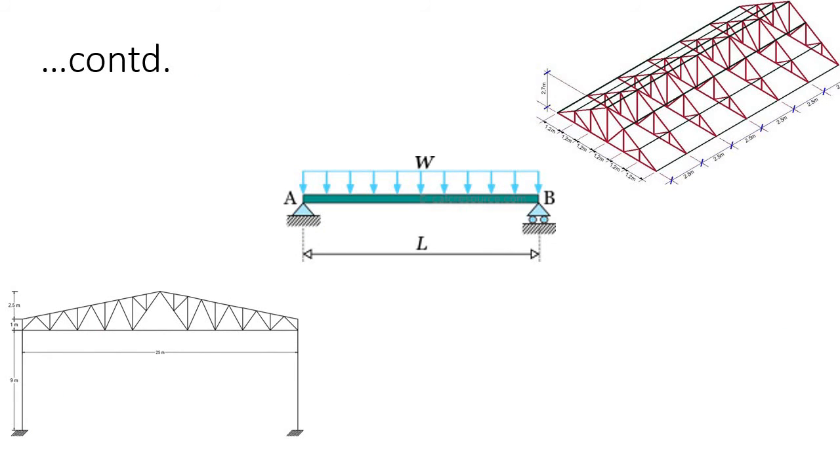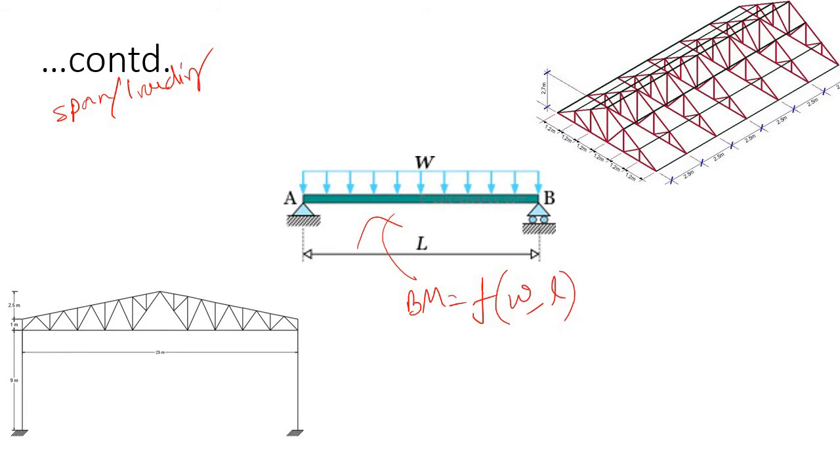Here I have used span or loading criteria. We have seen that in a beam the bending moment was a function of UDL, or load intensity, and span. Now, what is the span here? In case of the truss, of course, this is the span L. And what is the load intensity? Well, the load intensity depends on the spacing of the truss.